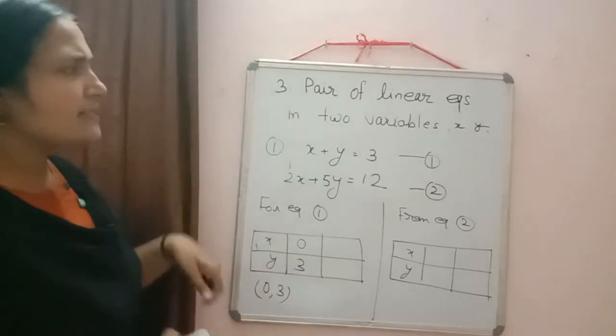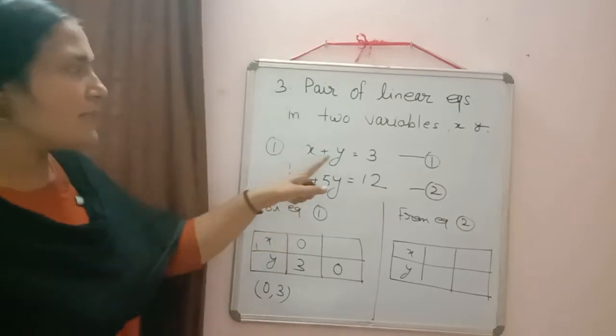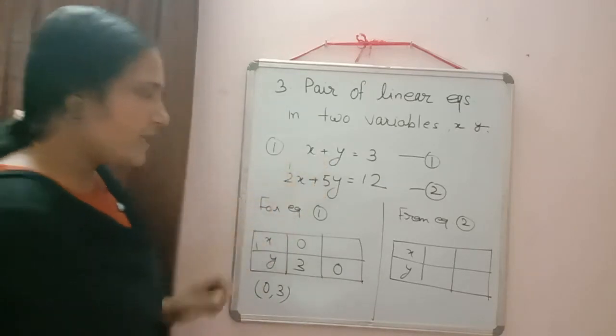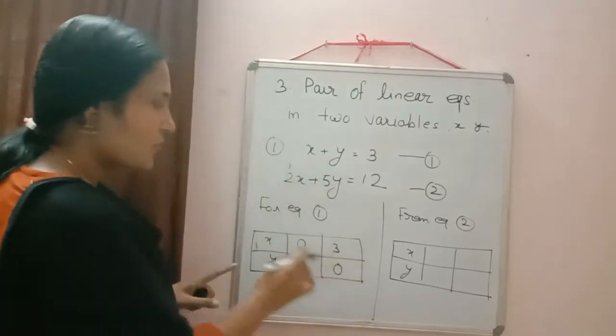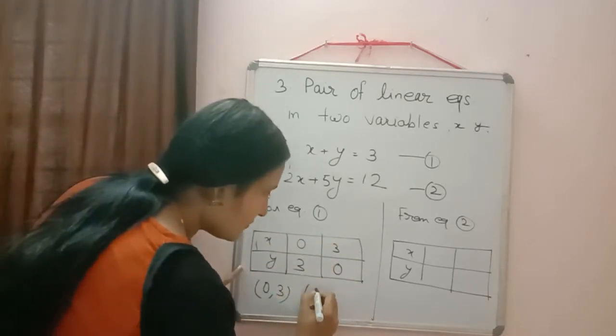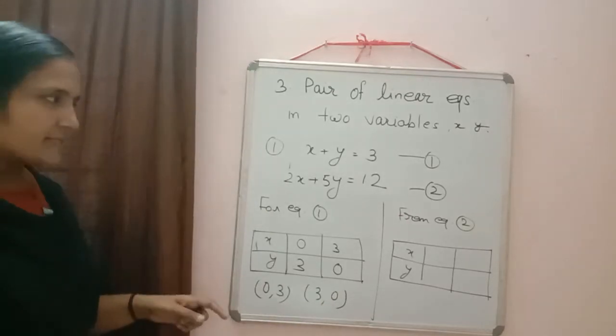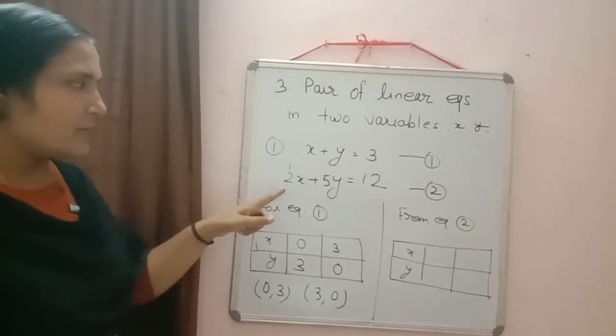Now similarly substitute y is equal to 0. Then what will be the value of x? 3. So we got our next coordinate also. X coordinate is 3 and y coordinate is 0. So our next coordinate is 3, 0. The same we will do for second equation also.